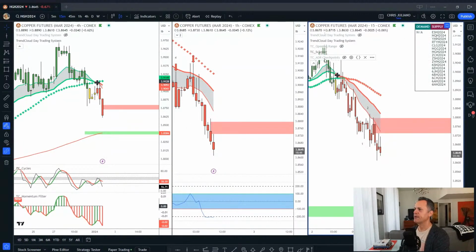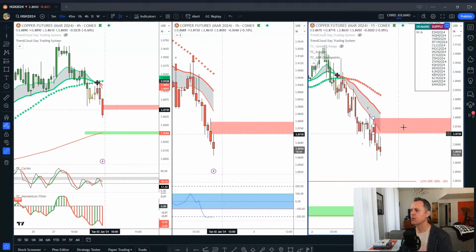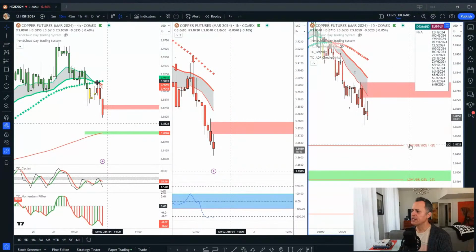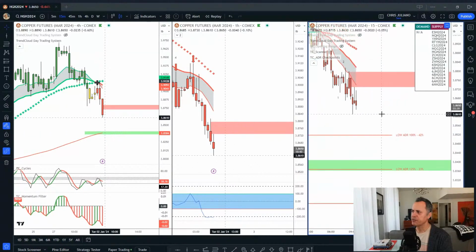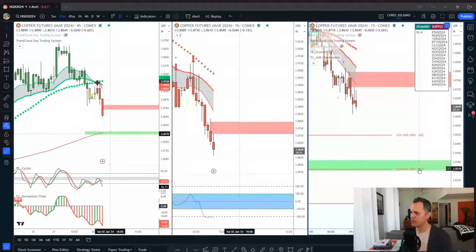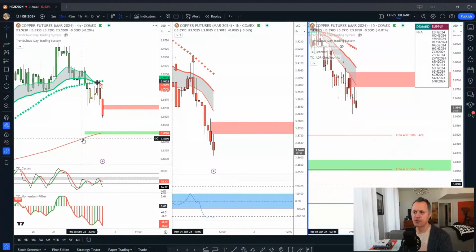And we also have our ADR checkpoints. We're all set. So look at how on copper, look at this, guys. Look at how we've got this ADR checkpoint right at that 200 moving average on the high time frame.